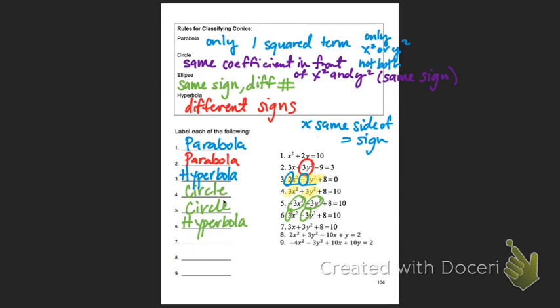What about number 7? Parabola. How come? There's a 3y squared. Only a y squared term. Okay, I'll try 8 and 9.